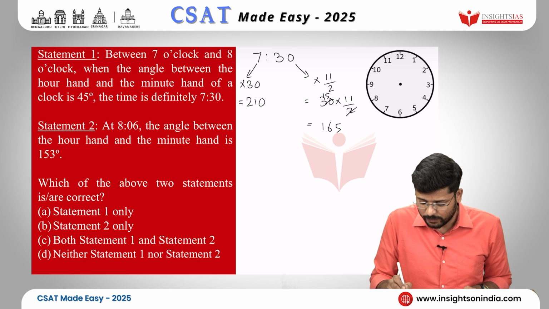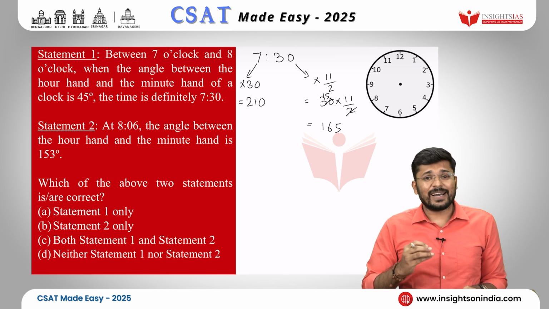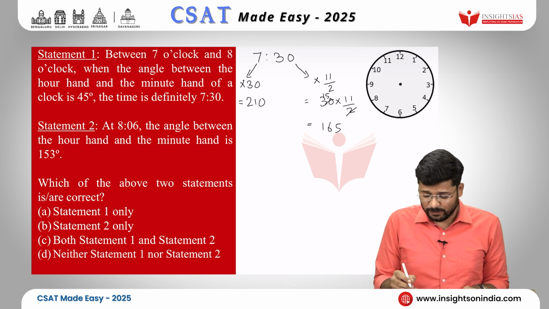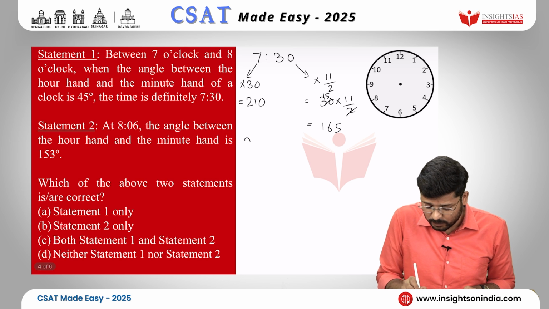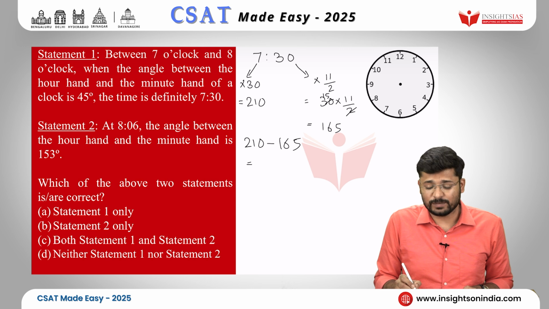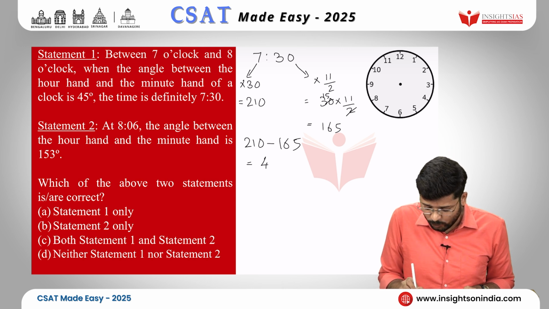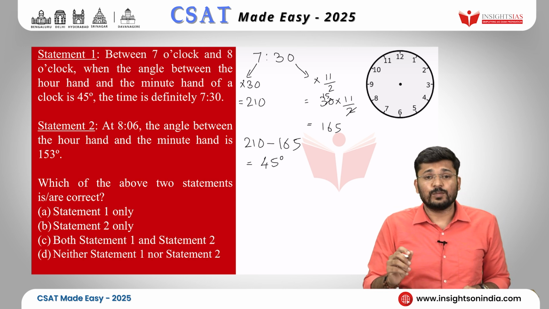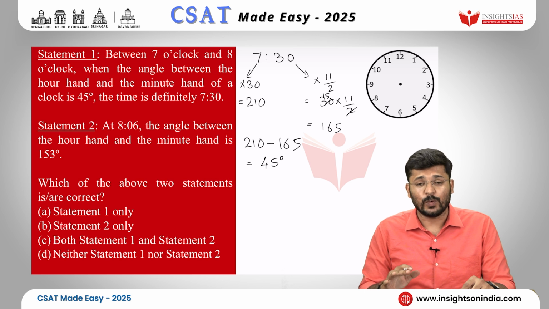It is 165. So the angle between the hour hand and the minute hand when the time is 7:30, what is it? It is 210 minus 165. That would be how much? That would exactly be 45 degree. So is statement 1 true? No, it is still not true.